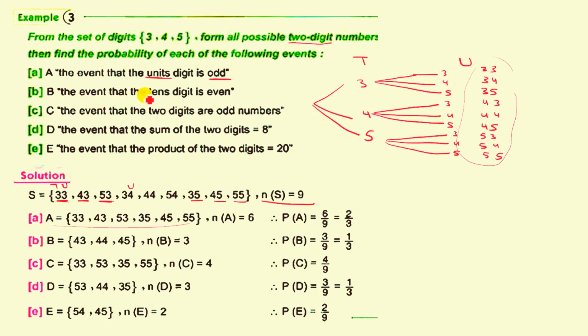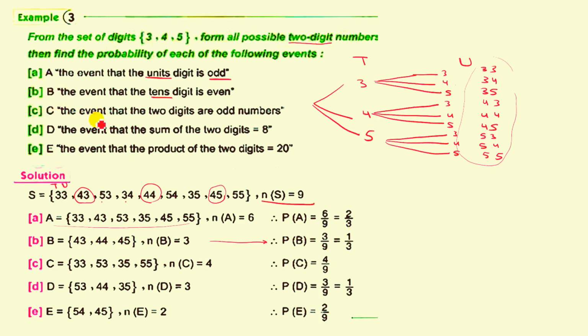Letter B: the event that the tens digit is even. We look at the tens digit. We want the tens to be an even number. Here this is units and this is tens. Here the tens is odd, even, odd, odd, even, odd, odd, even. So we take the numbers 43, 44, 45. So B is 43, 44, 45, and the number of elements of event B is 3. Therefore the probability is 3 over 9, which equals 1 over 3.